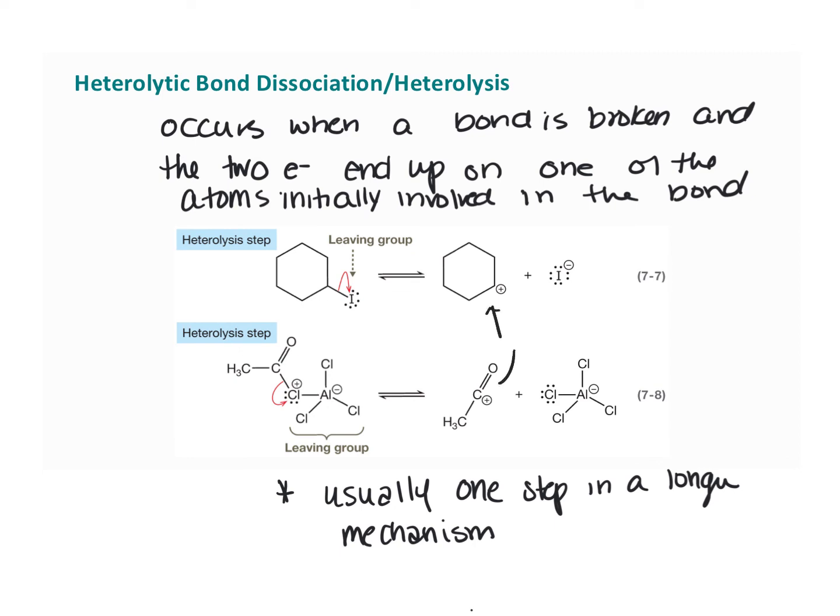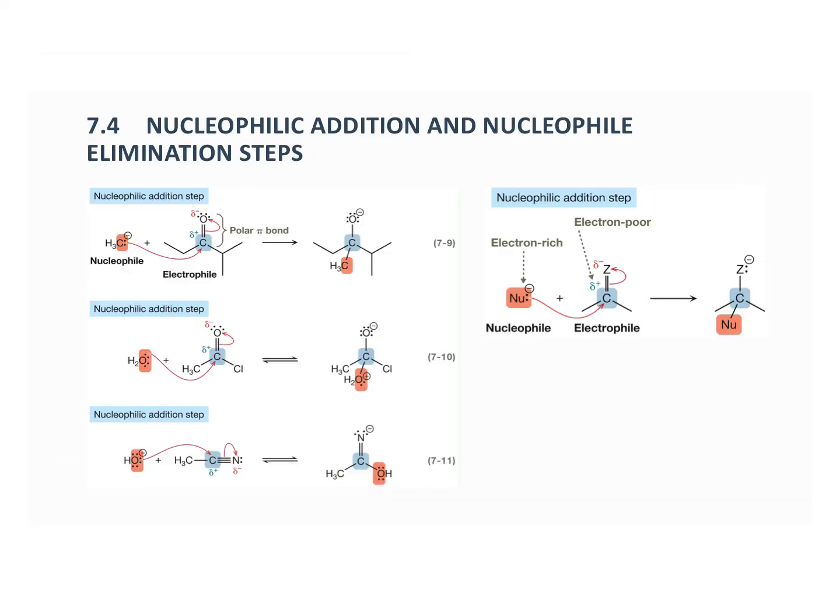So this guy and this guy here lack an octet. So that makes them very unstable, right? And so they just don't hang around. They'll very quickly go on and react with something else. All right, so let's look at our next kind of set of mechanism steps. This would be nucleophilic addition and nucleophilic elimination steps.